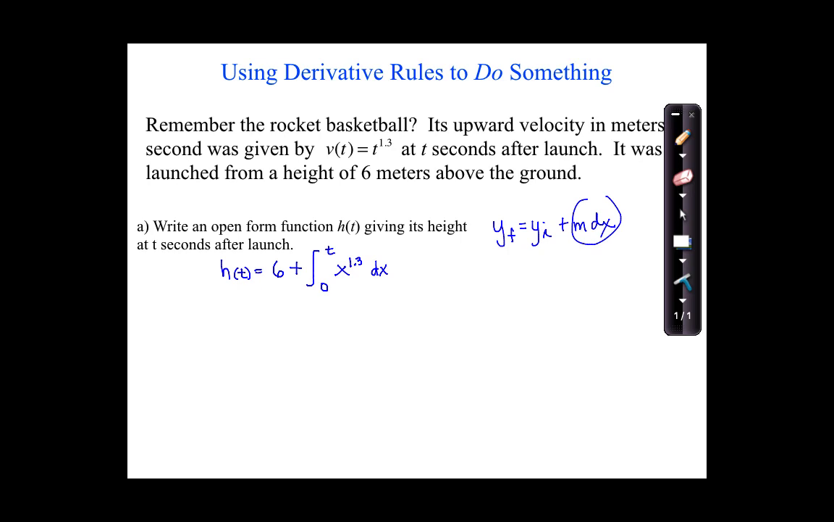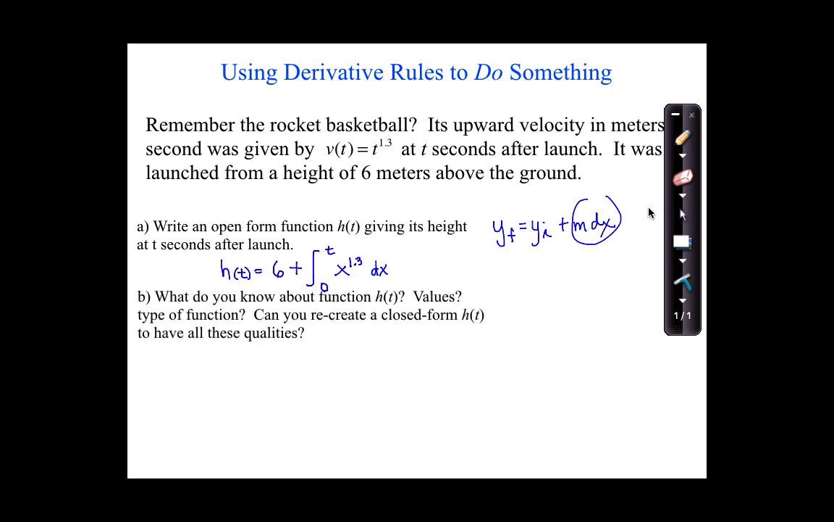So this is my rate, m. Each different value of x to the 1.3 power is used for a small moment of time, dx. And I add up all infinitely many of those. So this is the open form version of height. 6 plus whatever happens at the starting height of 6 plus whatever height I accumulate after that, after time 0, when my height was 6, due to that rate formulation.